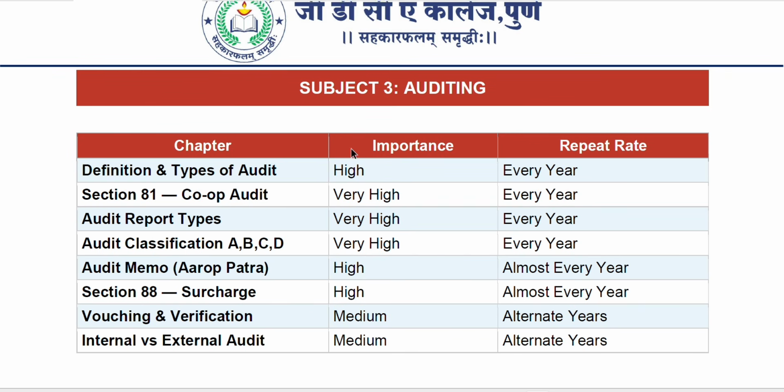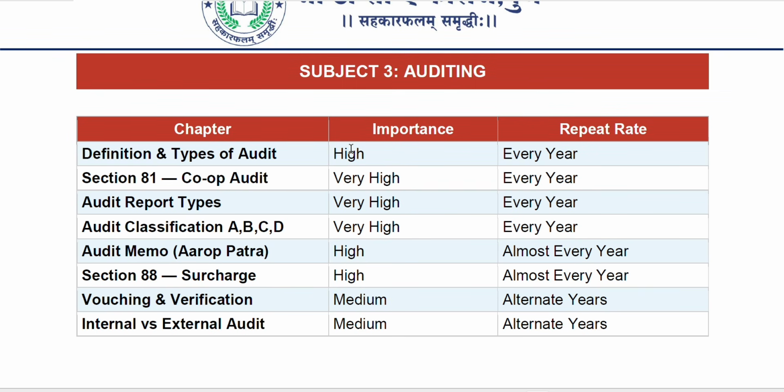Then subject number 3, auditing. To again understand the importance of the particular chapter and the frequency asked every year. Chapter: definition and types of audit. Section 81, cooperative audit report types, audit classification A, B, C, D, asked every year. These are 4 questions. Audit memo, Arab Patra, almost high chances.